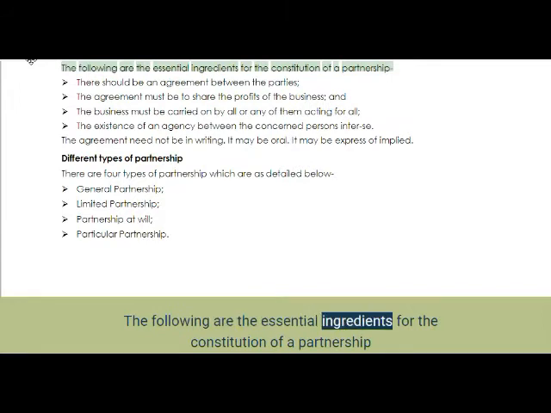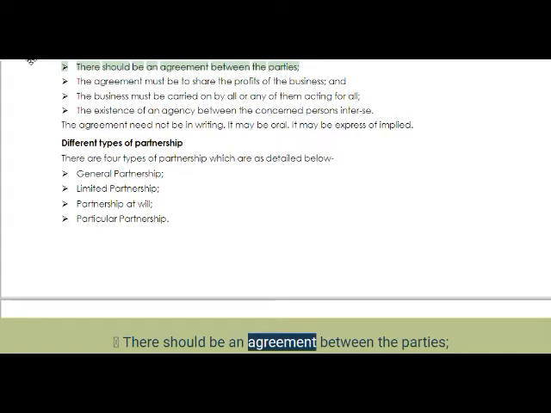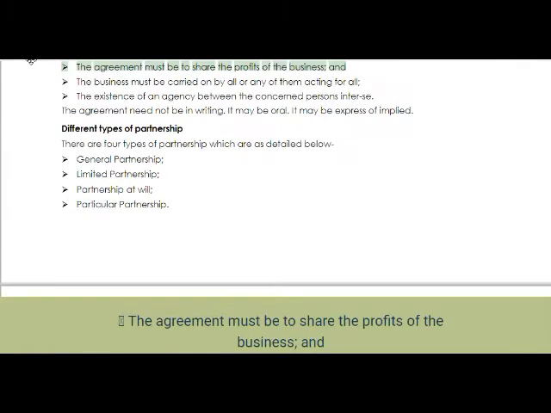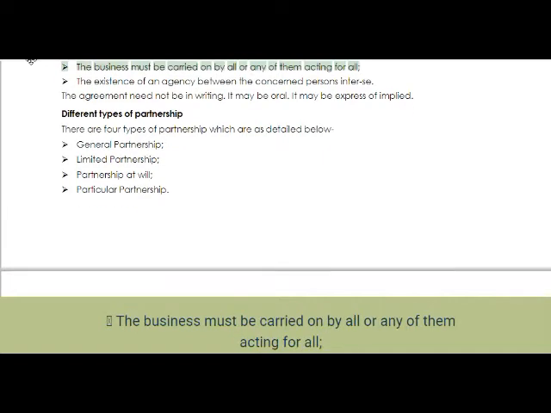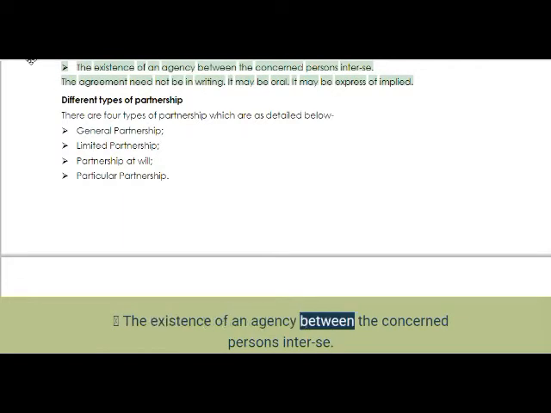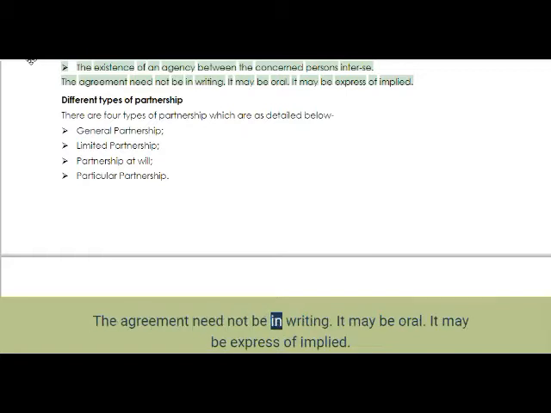The following are the essential ingredients for the constitution of a partnership. There should be an agreement between the parties. The agreement must be to share the profits of the business, and the business must be carried on by all or any of them acting for all. There must be the existence of an agency between the concerned persons inter se. The agreement need not be in writing. It may be oral. It may be express or implied.